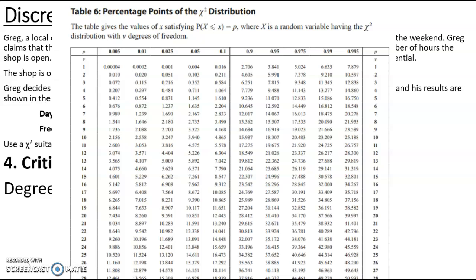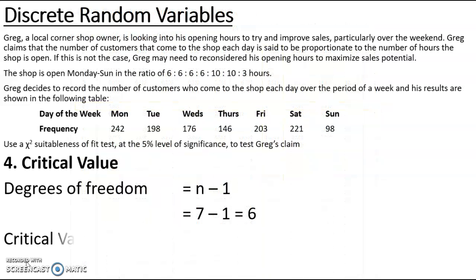We need to look this up in the percentage points of the Chi-squared distribution. So in the formula booklet, this is table 6. We go across our 6 degrees of freedom, and we come down at our upper 5% tail, which is 0.95, and I end up with that crossover point of our critical value, 12.592.